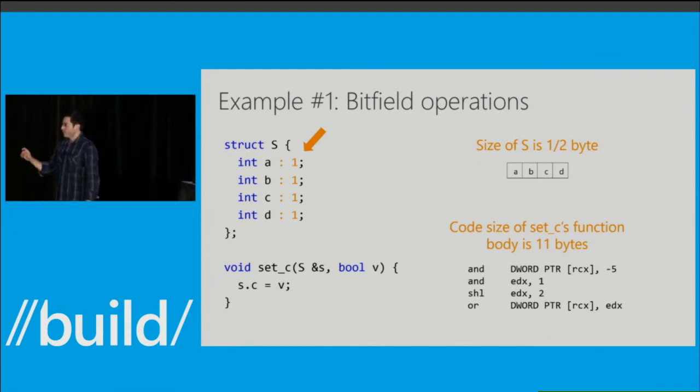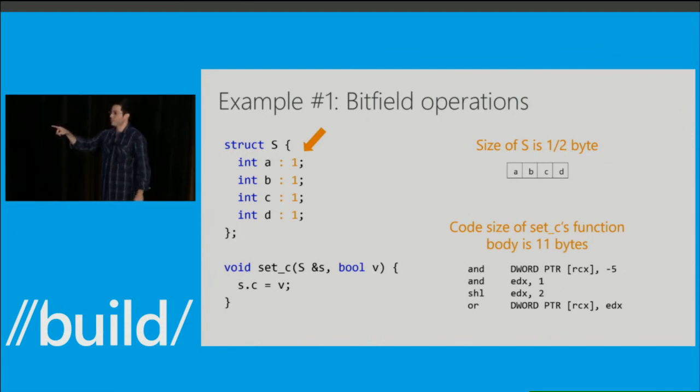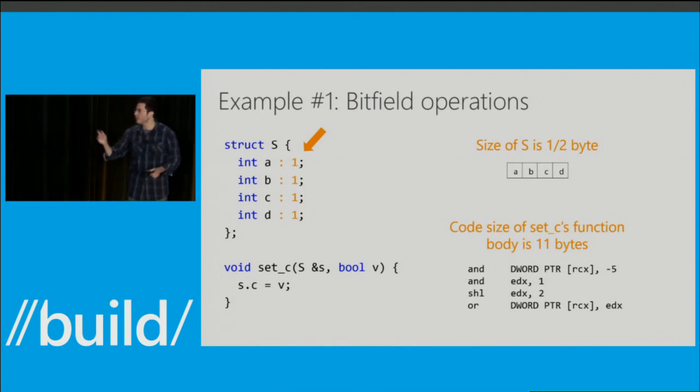You might say to yourself, hey, I've got this setC function. It's only being written once. I'm only paying a penalty going from a 3-byte code size to an 11-byte code size. I'm only paying that penalty once, and I'm saving all of this extra memory because there are a lot of objects of type S.